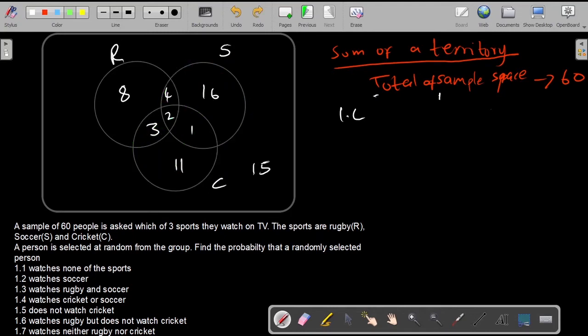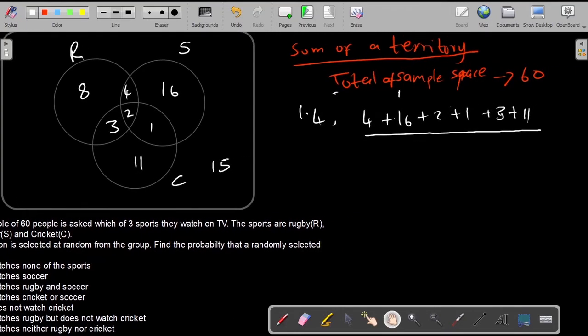Once again, there's nothing that specifies that we are only focusing on certain sections. They just said cricket or soccer, so anywhere in these two circles. To do that, you add everything in those two circles, C and S. So doing so, this is what you have, starting at the top: 4 plus 16 plus 2 plus 1 plus 3 plus 11. And these are the numbers which are in the territory C and S. And divide that by 60.